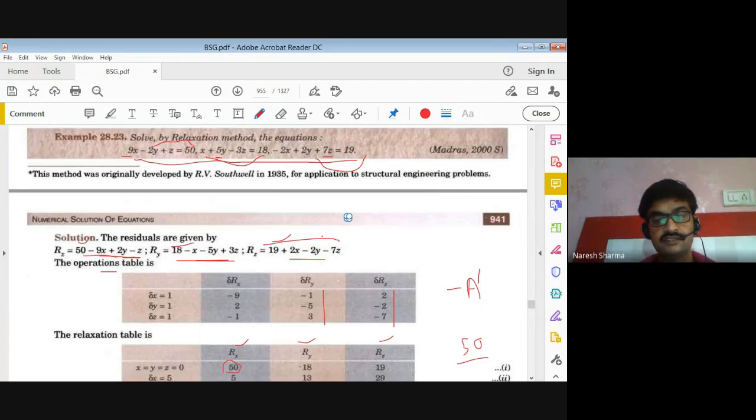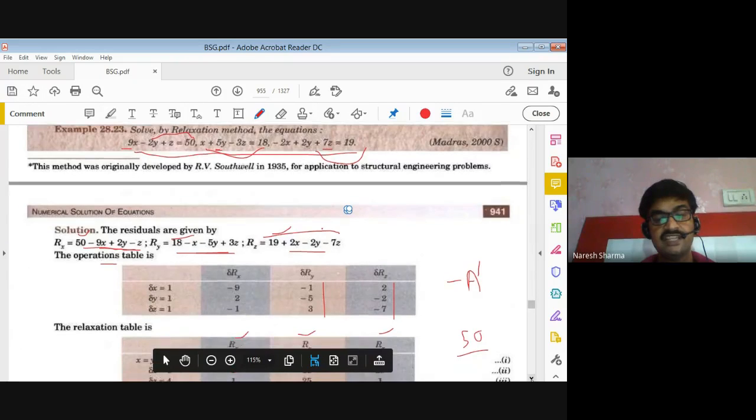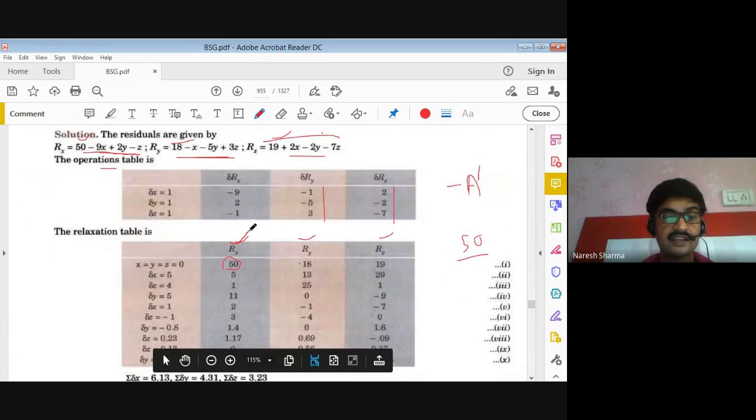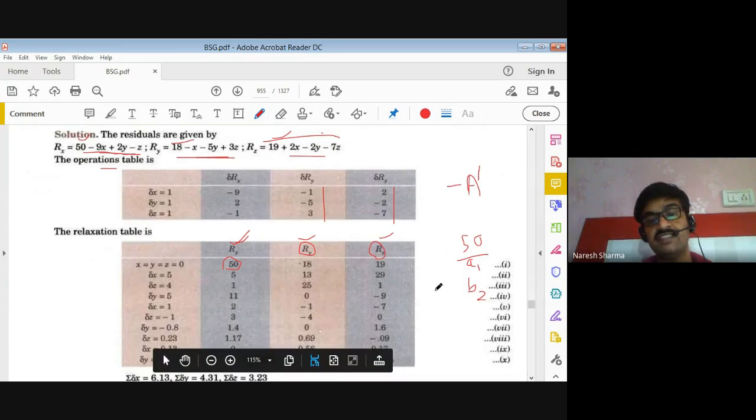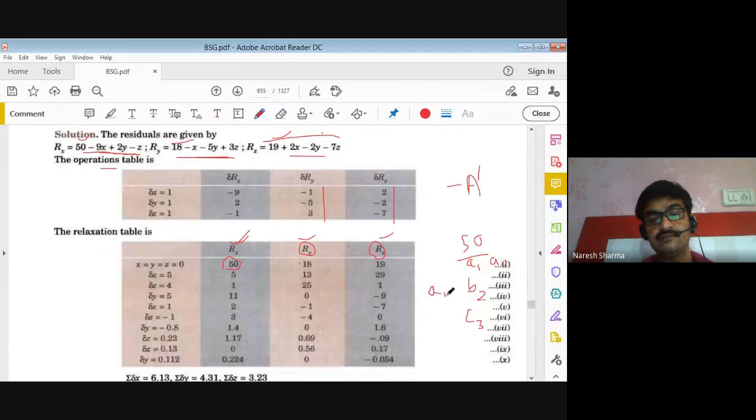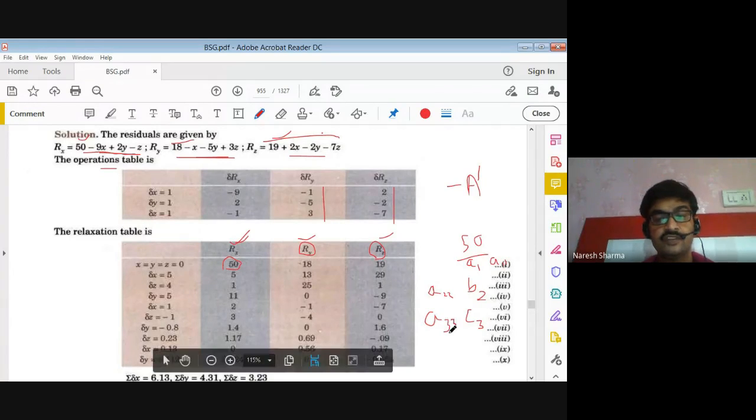So for this 50, first, this belongs to x, Rx. That's why we divide this by A1. In case this belongs to Y, we divide this by B2, or if it belongs to Z, RZ, then we divide this by C3, or you may say A11, A22 and A33. So you divide this 50 by these.